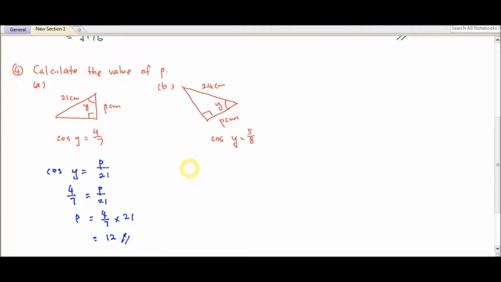How about this one? The same thing. Cosine y is equal to CAH, P over 24. And the question tells us that cosine y is 5 over 8. 5 over 8 is equal to P over 24. P is equal to 5 over 8 multiplied by 24. 15.